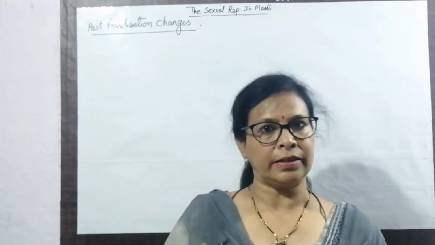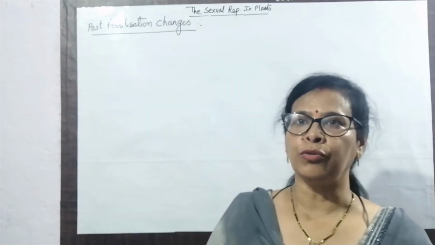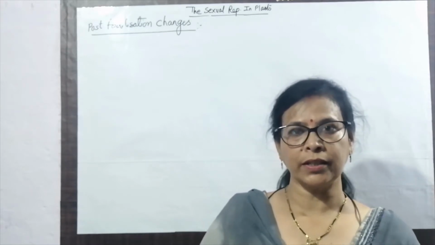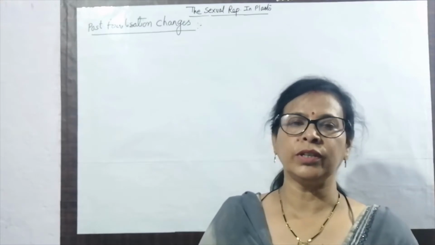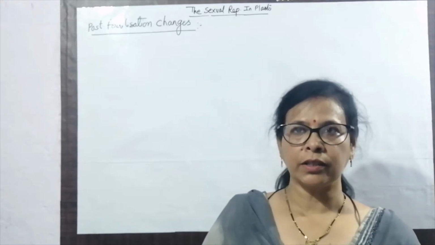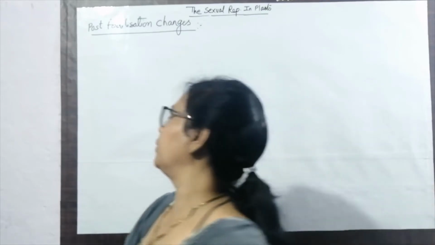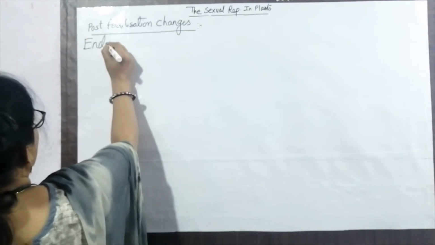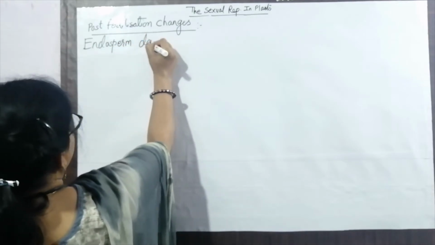At the end of these post-fertilization changes, the ovule is converted into seed. If more than one ovule is there, they are converted into seeds. The ovary is converted into fruit. So it is actually the process of formation of fruit and seed. First, post-fertilization changes: endosperm development.